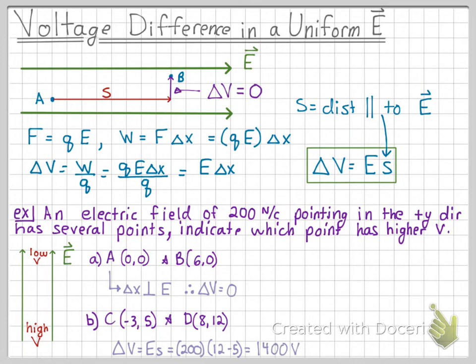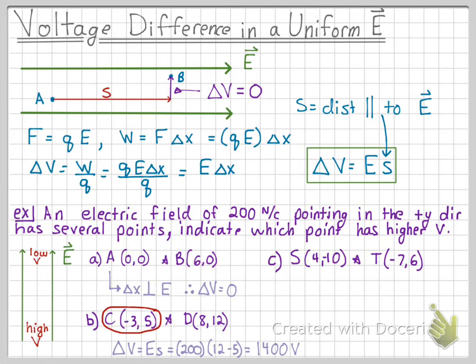We also have to answer the question at which point has the highest voltage. We know from our diagram that voltage levels decrease along the electric field, so the point at the lowest y value is going to have the highest voltage. So we know that point C, which has a y value of 5, which is less than 12, is going to have the higher voltage.